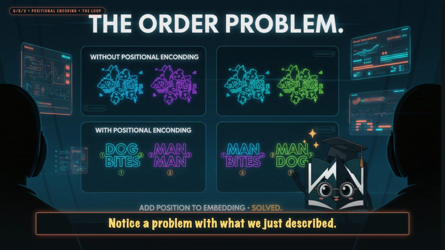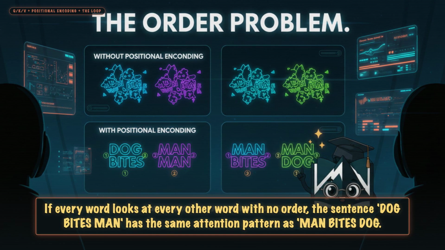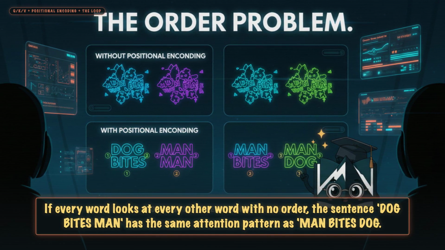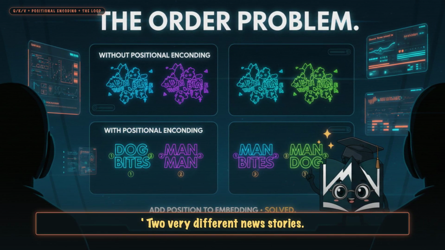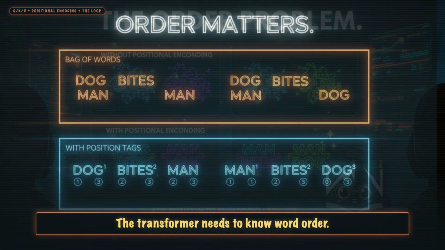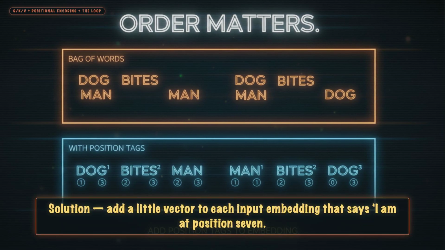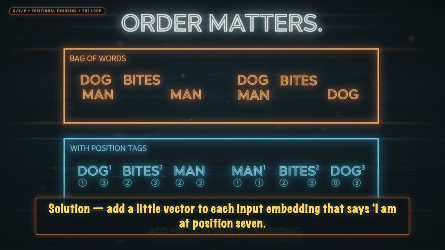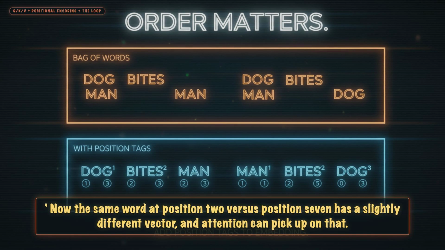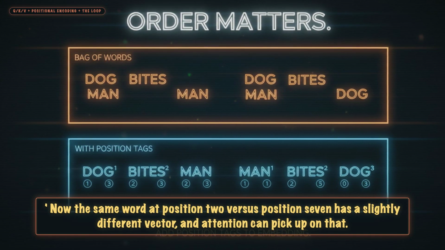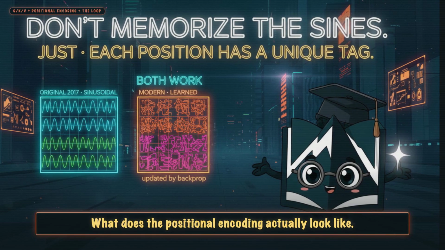Beat 2. Positional encoding. Notice a problem with what we just described. If every word looks at every other word with no order, the sentence dog bites man has the same attention pattern as man bites dog. 2 very different news stories. The transformer needs to know word order, but no recurrence. Solution: add a little vector to each input embedding that says I am at position 7. Now the same word at position 2 versus position 7 has a slightly different vector, and attention can pick up on that.